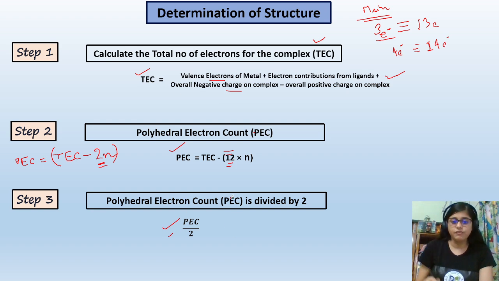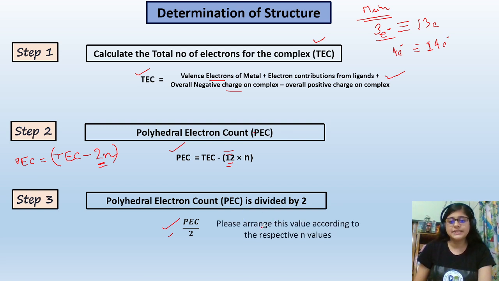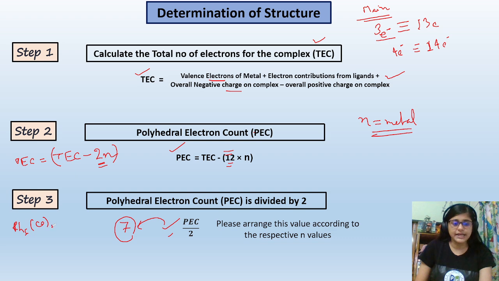Then whatever value you found, please arrange that value according to the respective n values. N values you know, right? Because the formula is given, how many metal units are present in the formula? That is the n value. N means metal, and we can arrange this value according to n. How? Let's say PEC by 2 we got 7, and in the formula it is given, let's say Rh6(CO)x. So Rh6 means n is 6.